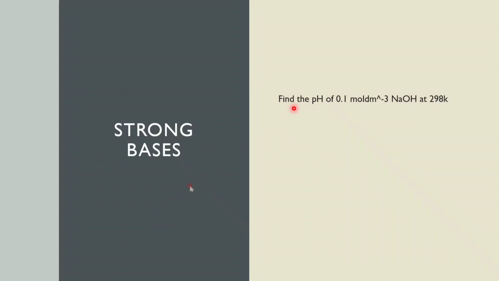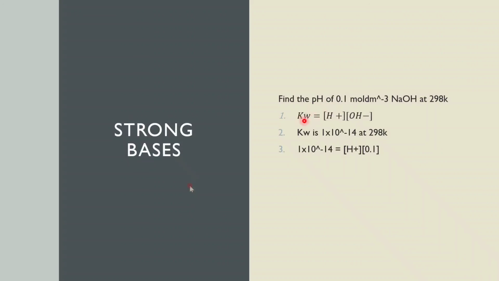So if we look at an example, we want to find the pH of a 0.1 mole per decimeter cubed solution of sodium hydroxide at 298 Kelvin. First we recognize that this is a strong base, realizing we need to use our Kw equation. At 298 Kelvin, as given in the question, we know that Kw has a constant value of 1 times 10 to the minus 14.